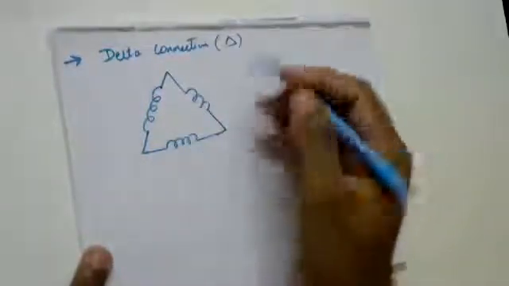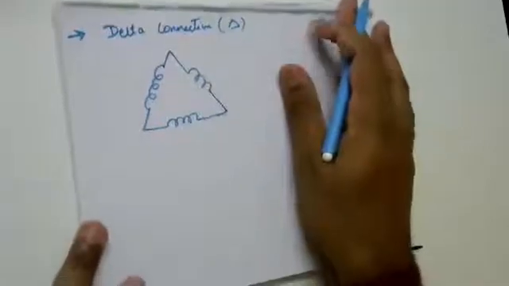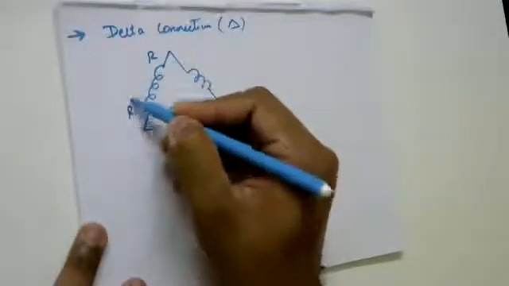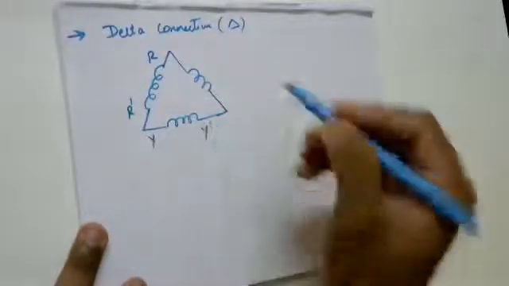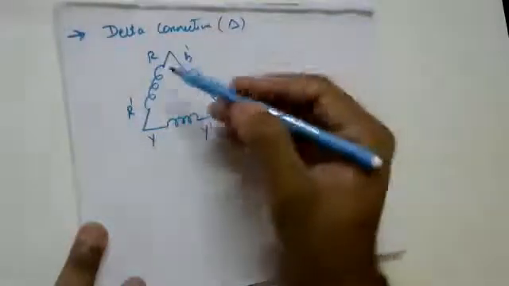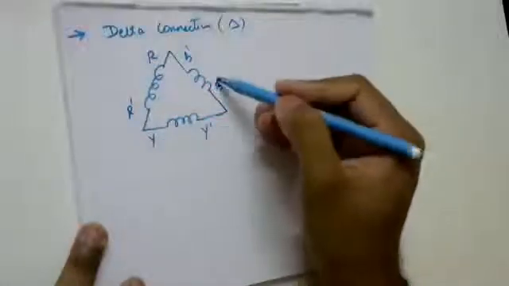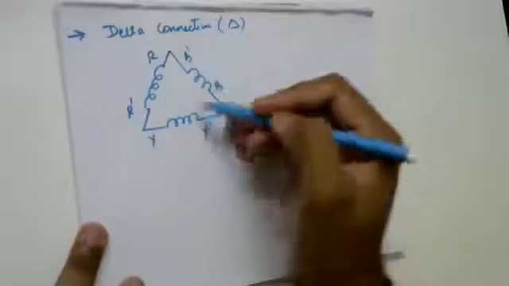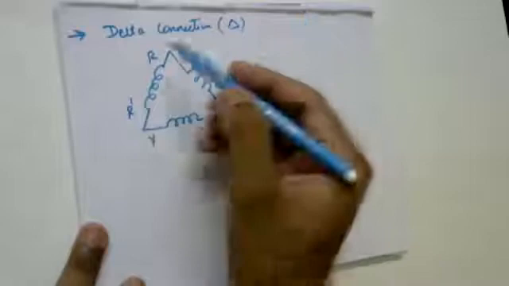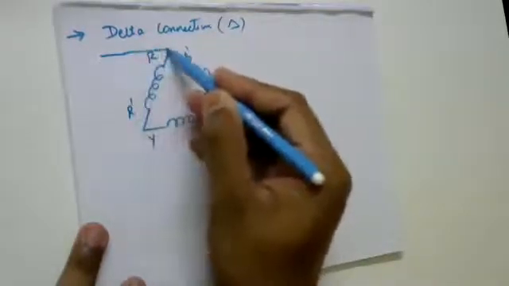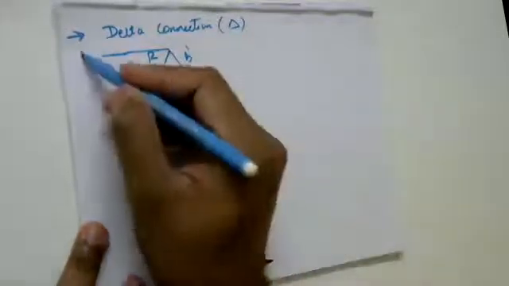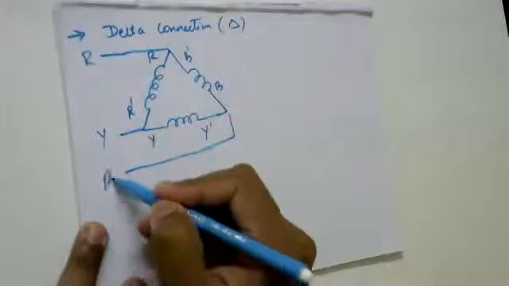Wherein I'm having three windings. So this is my R, R dash, Y, Y dash, B, B dash. So these are the three phases: R phase, Y phase, and B phase. This will be my R phase, this will be my Y phase, and this will be my B phase. So R, Y, and B.